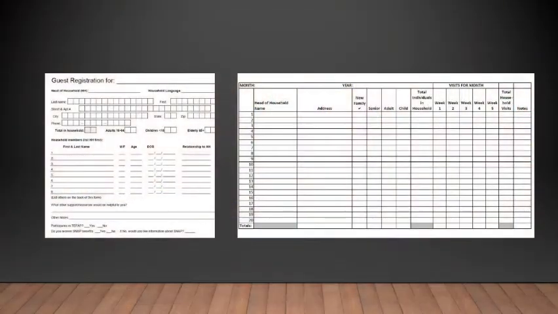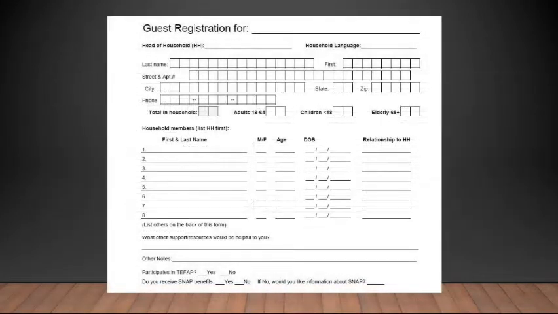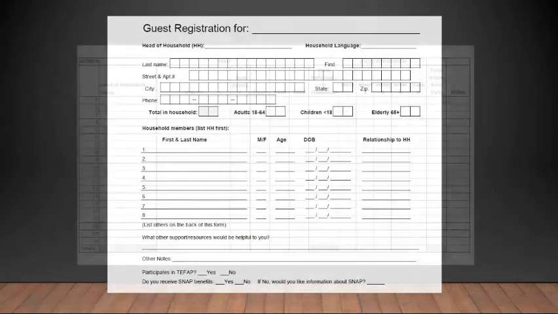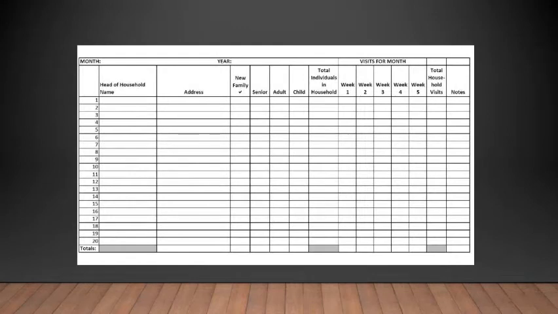Check out our templates here. Your pantries can use or adapt these for your programs. This is our sample registration form. Note that it captures very basic information like we just reviewed. Contact information is critical for recall and other programming purposes. This is our sample tracking sheet. It captures the 3 key numbers that the food bank needs, with one additional optional data point.